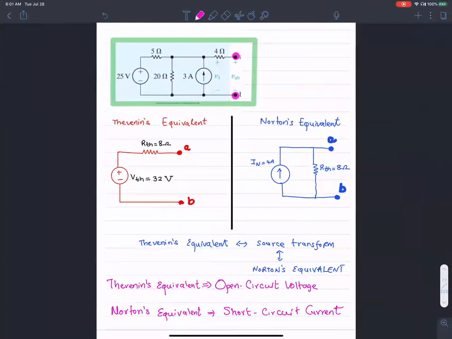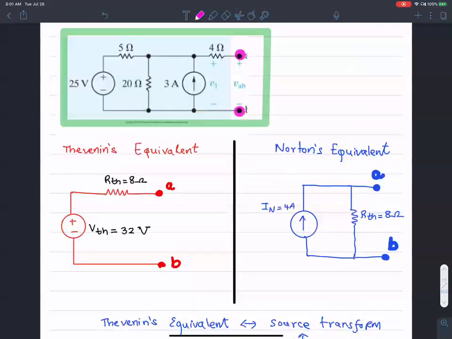This is what we did in the last class, Thevenin's and Norton's equivalent. Thevenin's equivalent of a circuit is a simplified version of a circuit that has a voltage source with a series resistance. Norton's equivalent of a circuit is also a simplified version of a circuit, but with a current source and a parallel resistance. Okay, but what is Thevenin's equivalent?